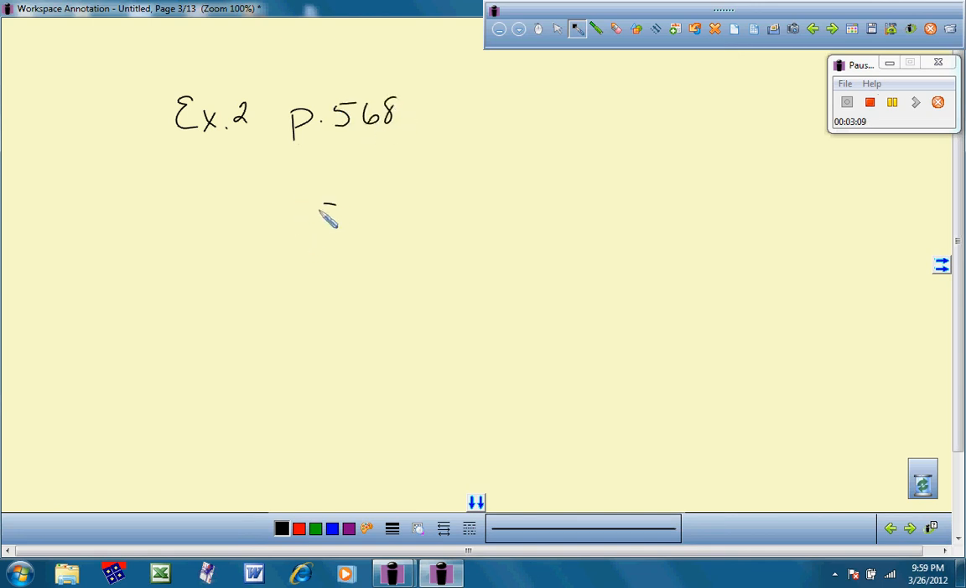We have 5x over x minus 2 is equal to 7 plus 10 over x minus 2. Alright, since my denominators are the same, what we're going to do is just simply get rid of them, and we're going to do that by multiplying every term by the denominator.